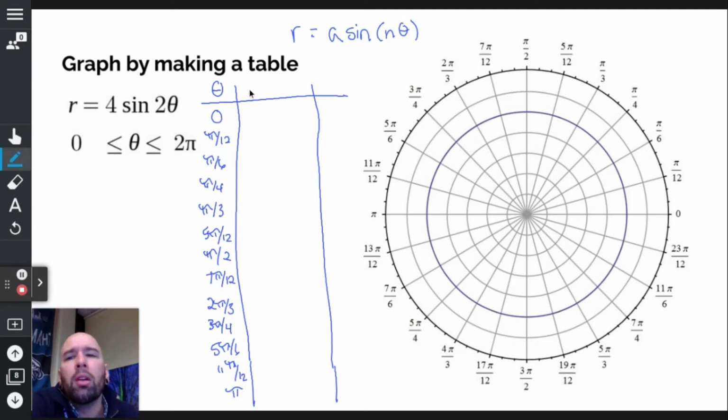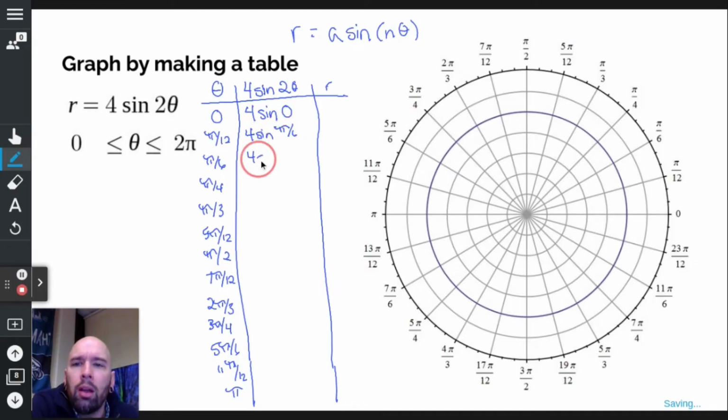What I'm going to do in the middle here is write out 4 sine 2 theta, and I'm going to allow this to be an area where I do a little bit of calculations. In other words, 4 sine 2 theta is going to be 4 sine 2 times 0, which is 0. And then I'll figure out what that math is over here when I get to it. This becomes 4 sine 2 times pi over 12, which is pi over 6. 4 sine 2 times pi over 6 is pi over 3.